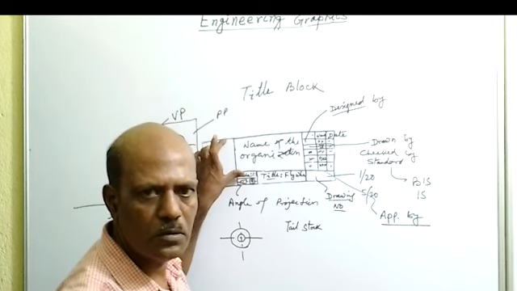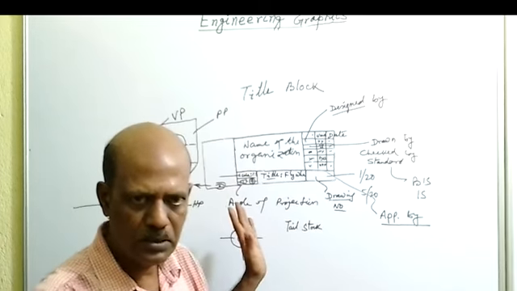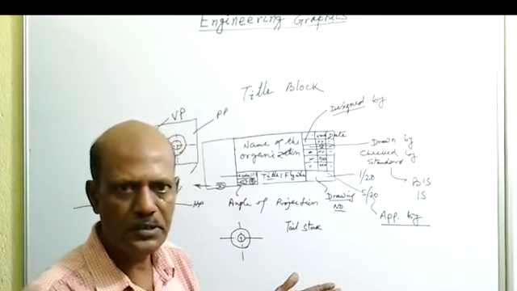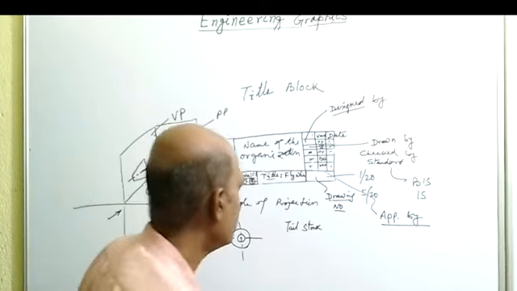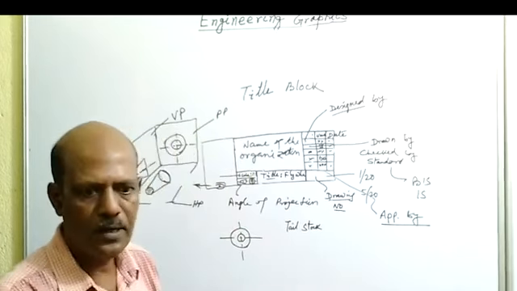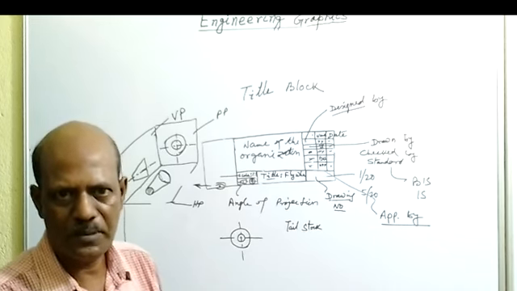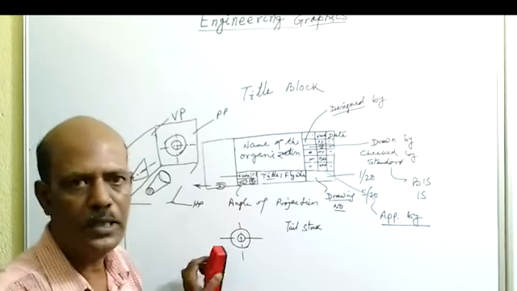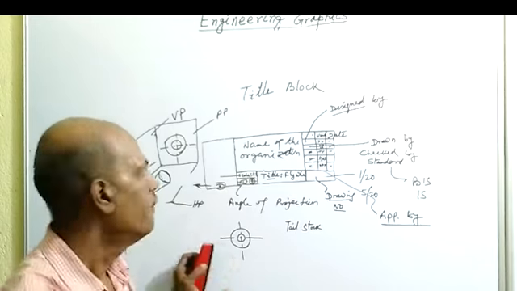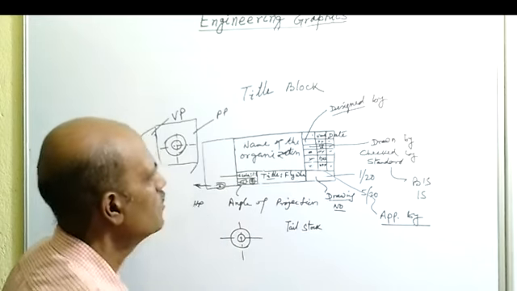This title block is available in all the sheets, means in all the drawing sheets you have to make the title block separately. It is not that in one sheet we have drawn the title block and in another sheet we don't require it, but in every sheet all the information will be supplied in the title block.